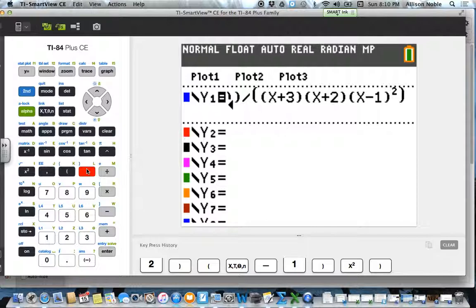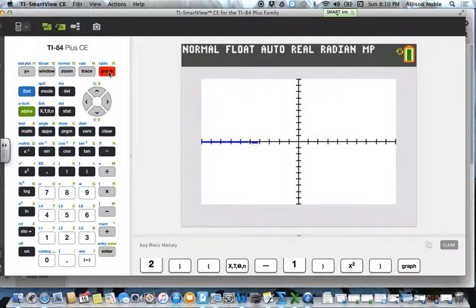So I'm going to graph just so you can kind of see what our graph is going to look like. So, perfect. We have our asymptotes at negative 3 and at positive 1. You can kind of see on the outsides it looks like a negative 1 over x squared graph.